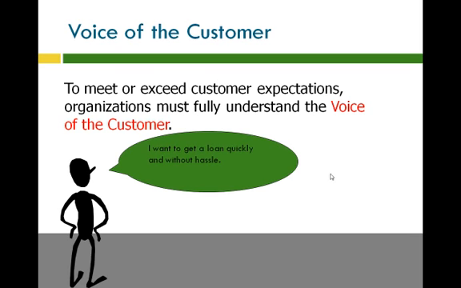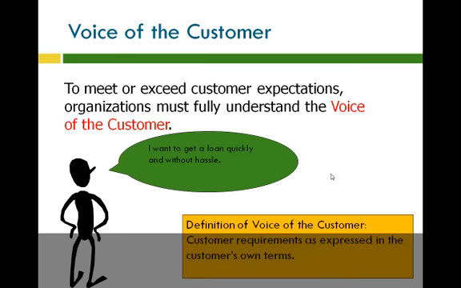The customer may say, I want to get a loan quickly and without hassle. That is a customer requirement expressed in the customer's own terms. Now we have to translate that voice of the customer, I want to get a loan quickly and without hassle, into something measurable, so we can keep track of it and make sure we give the customer what we want. So we want a measurable entity where we can record data.